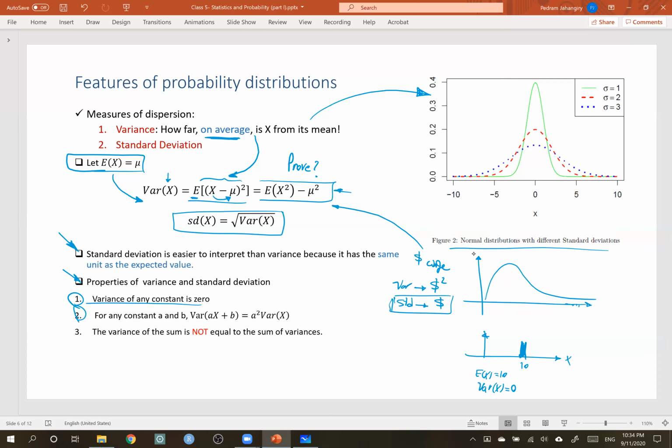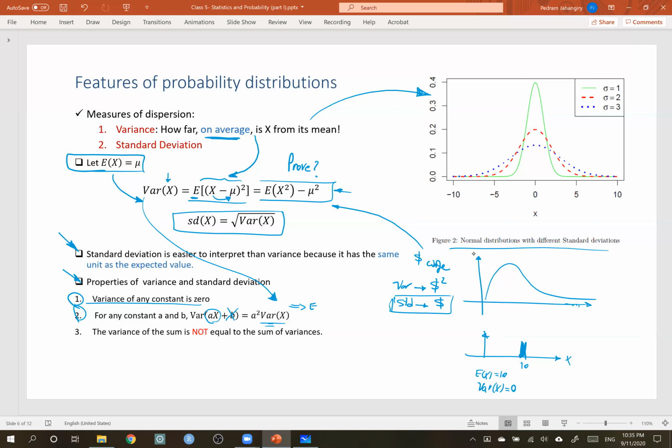Number 2, for any constants a and b, the variance of ax plus b is equal to a squared variance of x. So how do we get this one? This one is easy. I can get rid of b, because the variance of any constant, we just talked about it, is 0. Then I have to figure out how to go from variance of ax to a squared variance of x. For that, you have to use the formula. Again, it's a proof exercise, but this is the sketch of the proof.